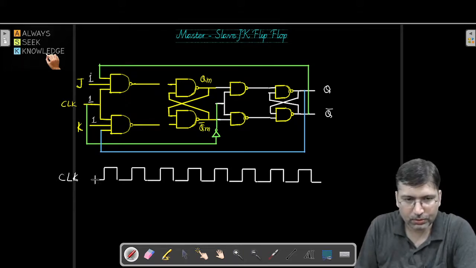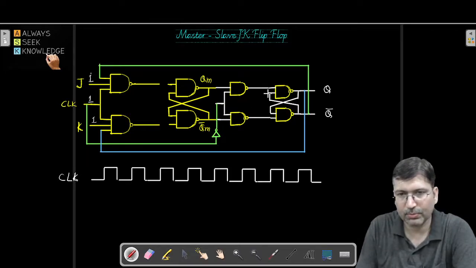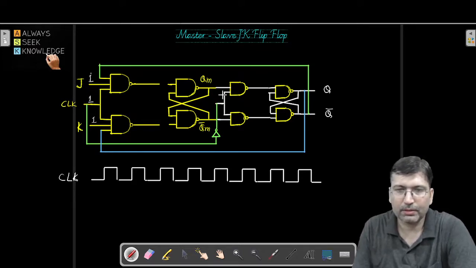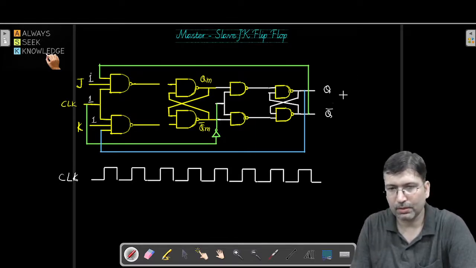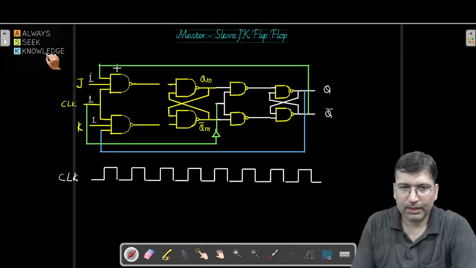So when clock is low here, after this negation, this circuit will be high. And if clock is high here, after negation, this circuit will be low. So when the clock is 0, it will preserve the state. Okay.